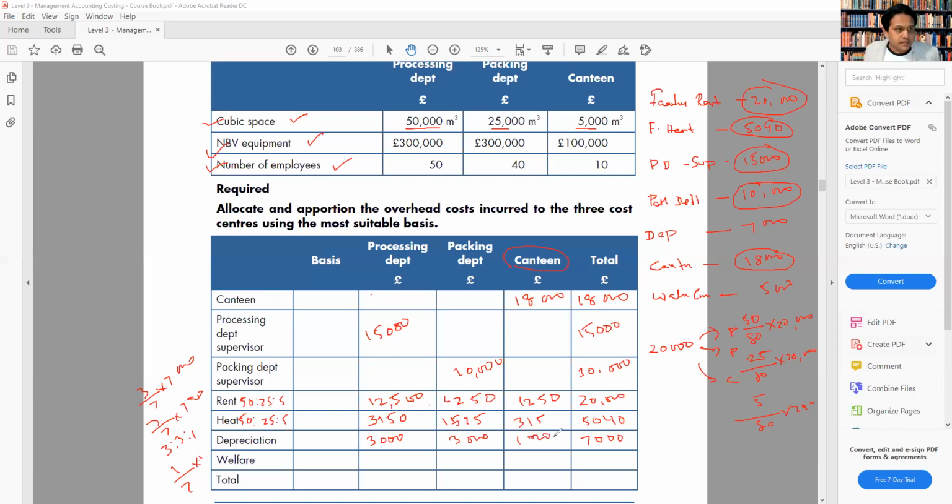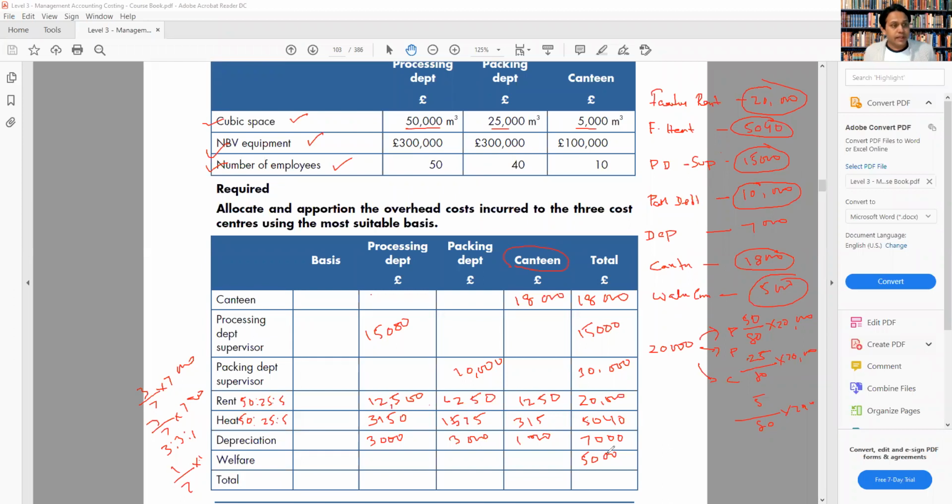Very well done, Jano. Yes, very well done, Vanul. We have this same figure from everyone. The last one we have is welfare. The welfare cost is 5,000. Which one is the most suitable basis for the welfare?